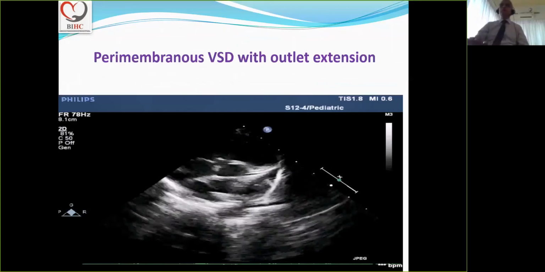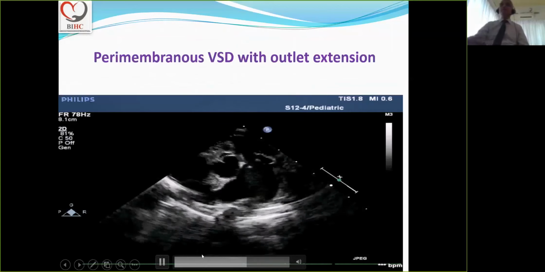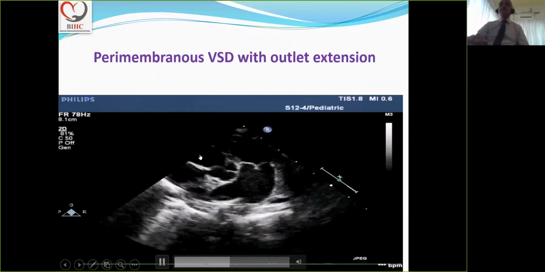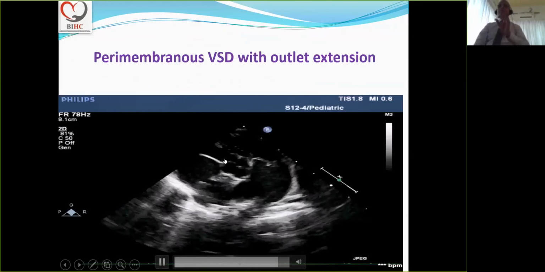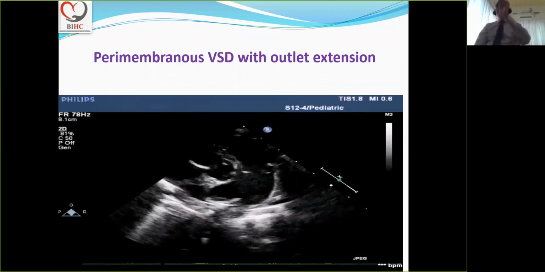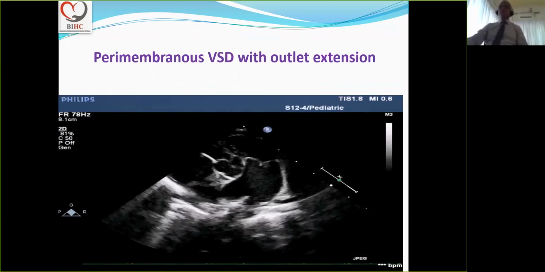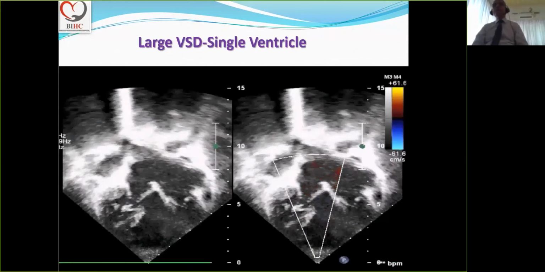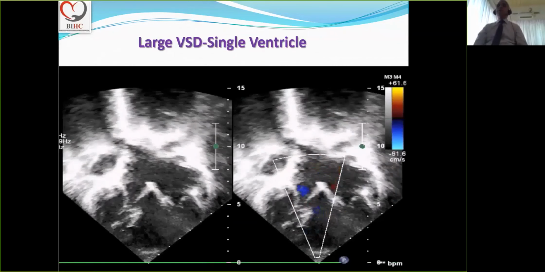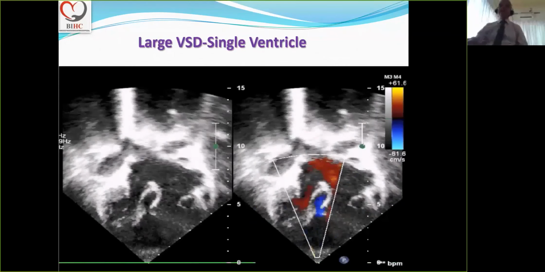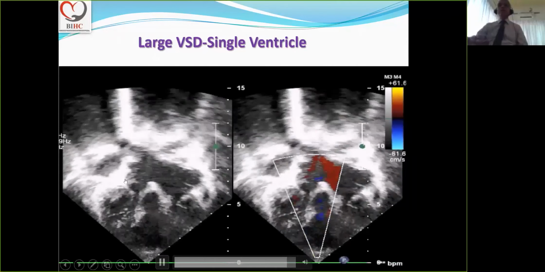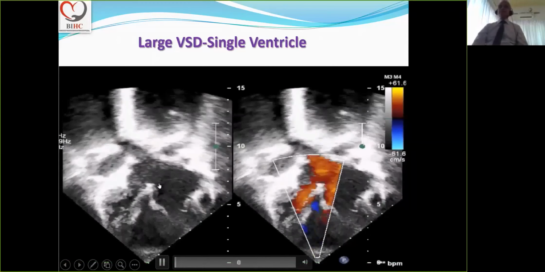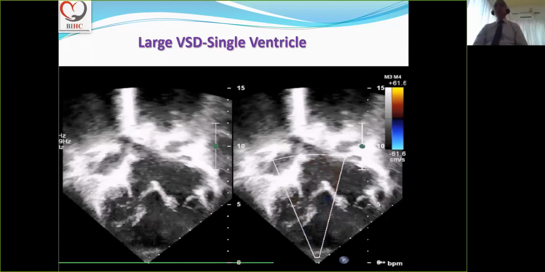And on echo, if you see here, this is the dilated pulmonary artery, this is the RA, this is the RV, and this is where the VSD is. This is typical of a perimembranous VSD extending to the outlet. In some of the large VSDs, one of the ventricles may be small, so that we call it a functionally single ventricle. Like in this case, you find that the RV on this side is very small, the LV is larger, and there is a large inlet VSD. So here this large VSD has amounted to a single ventricle.